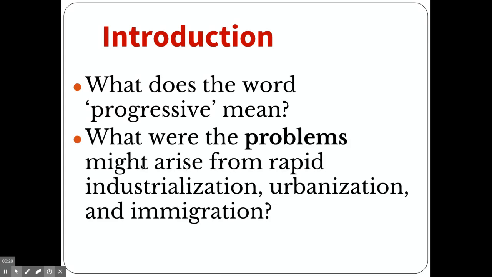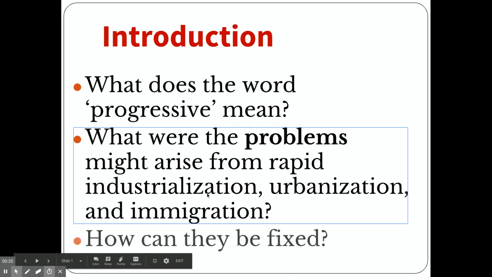What were the problems that might arise from rapid industrialization, urbanization, and immigration? Looking at the progressive movement, we're going to see that the progressive movement is going to attempt to solve problems that are arising out of this particular situation. And again, how can those problems that are created be fixed is a big part of what progressives are trying to accomplish. I'm going to go to the next slide here.